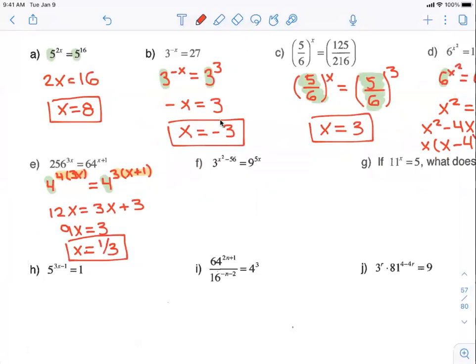I'm going to go ahead and take a look at part F. 3 to the x squared minus 56 equals 9 to the 5x. I'm going to have you go ahead and stop, and I want you to try this problem.